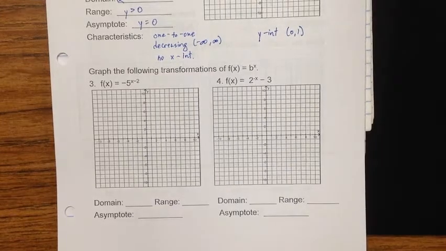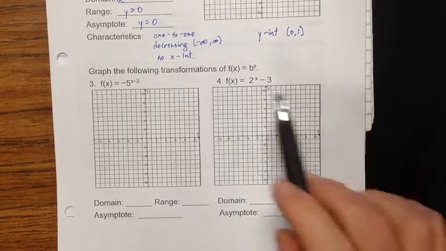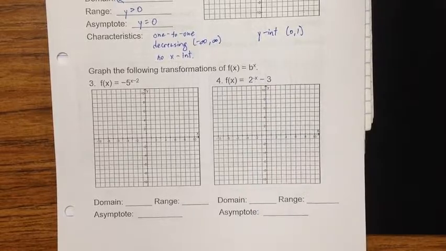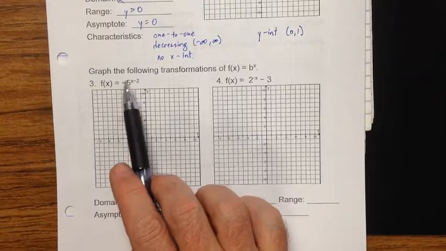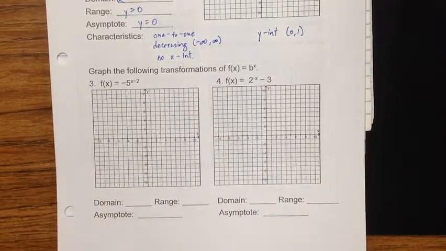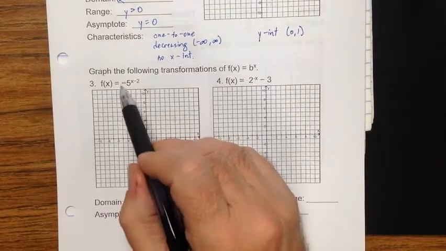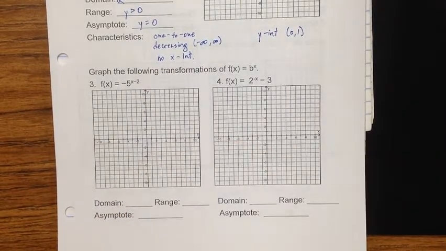So let's look at 3 and 4. These are transformations of the function f of x equals b to the x power. So you got to ask yourself, all right, what's going on? I've got negative 5 to the x minus 2 power. So what's the negative in front going to do? What's the minus 2 going to do?